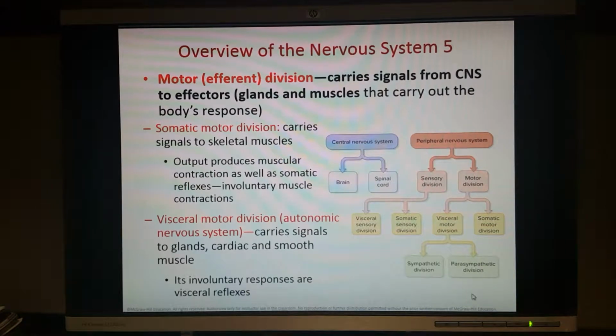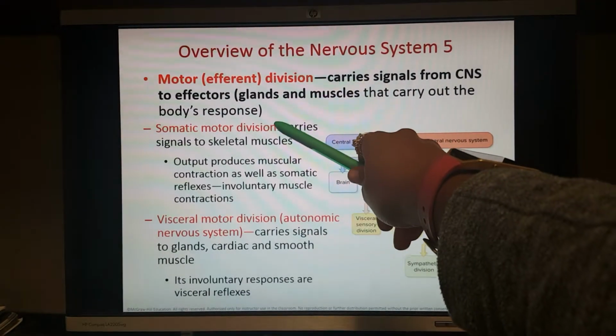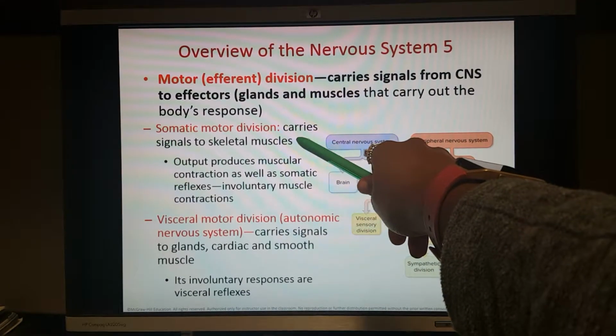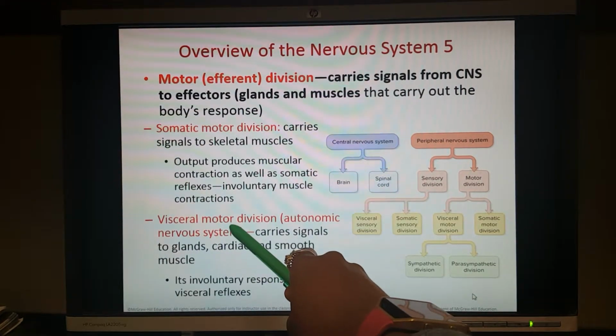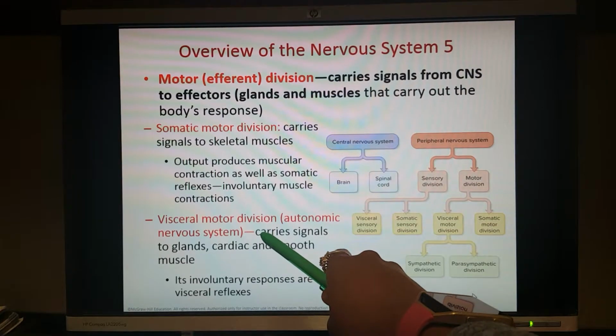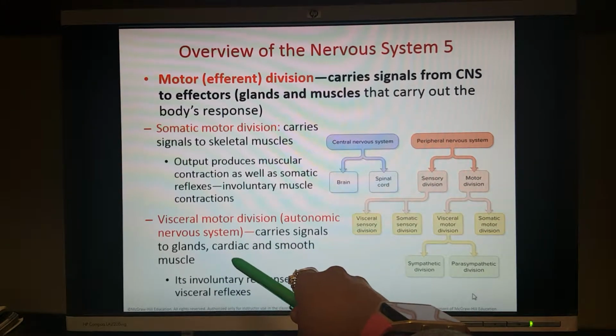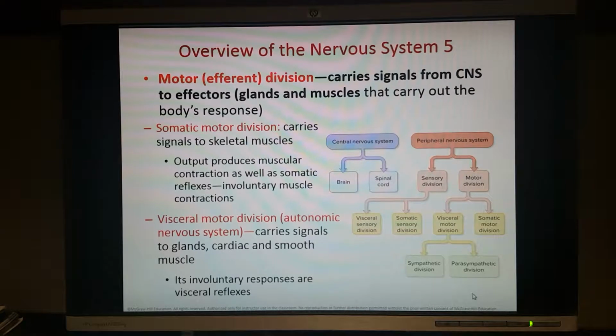Your motor division, also called the efferent division, so think E for exit, exiting out of your brain to go to different targets in the body. So your somatic motor division carries these signals from the brain to your different skeletal muscles. Your visceral motor division carries the signals to different glands as well as cardiac and smooth muscles. So the muscles that are on the inside or more internal structures of your body. So think somatic on the outside, visceral on the inside.